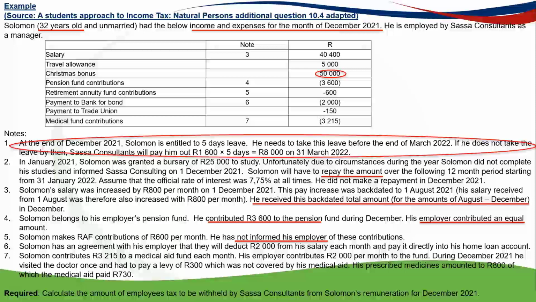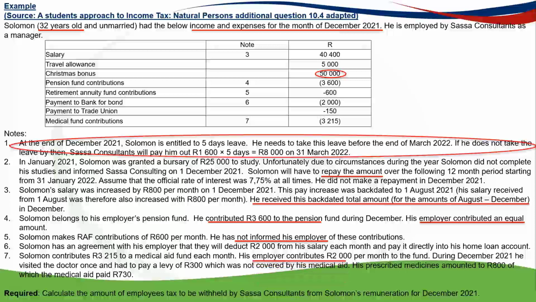Solomon has not informed his employer of his retirement annuity fund contributions. Therefore, his contributions will not be considered as a deduction in his employee's tax calculation.